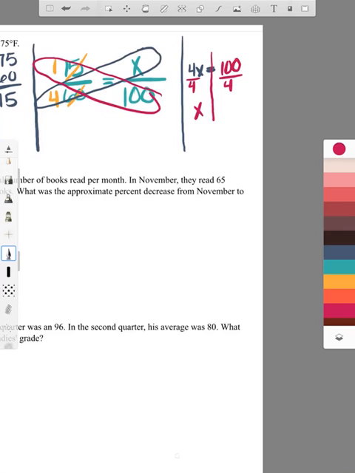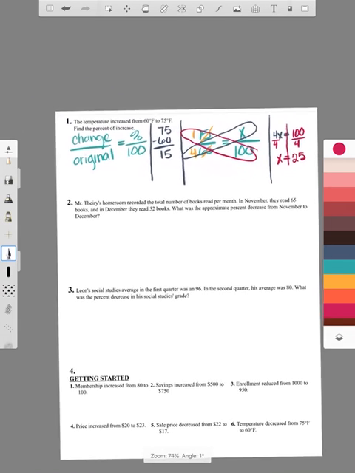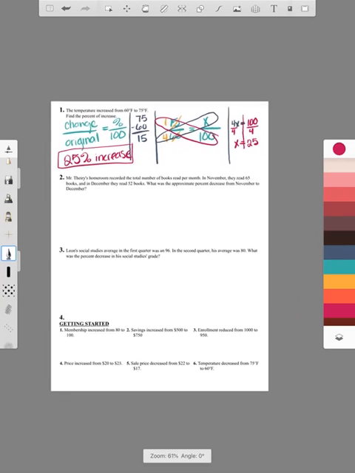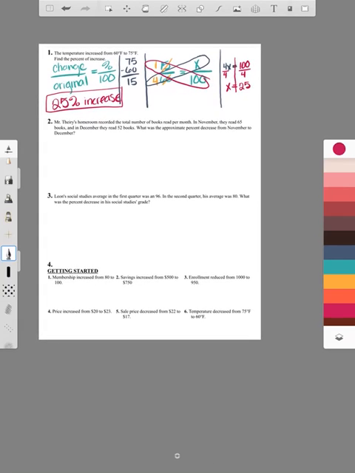All right, and now I'm dividing 100 by 4. 100 divided by 4 is going to get me 25. So now we know that there was a 25% increase. And that's all there is to it, to that one. Let's go ahead and look at the next one.